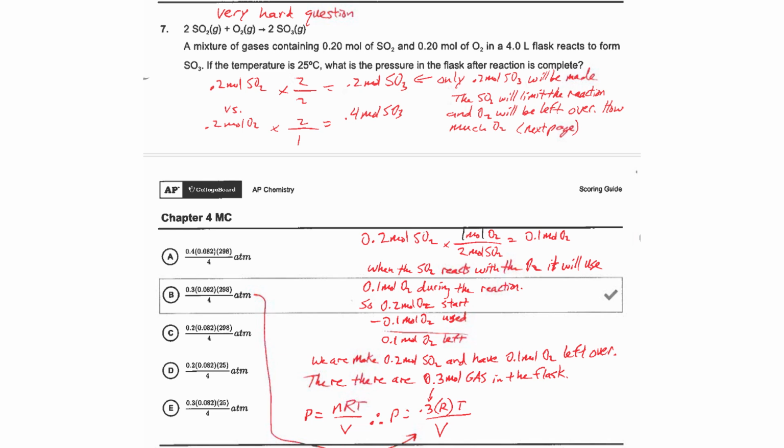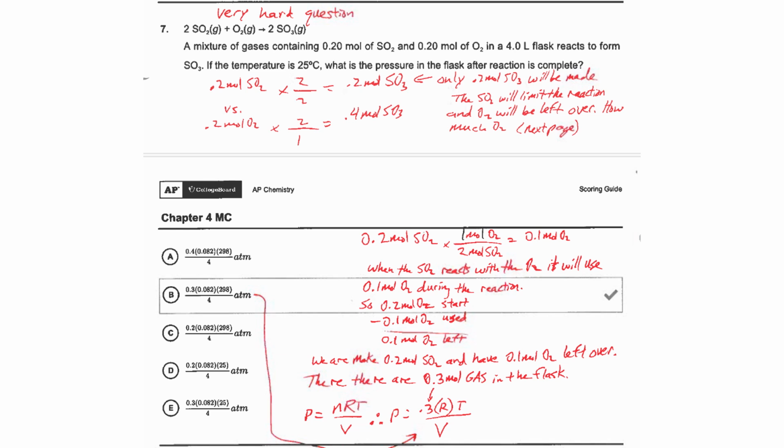If we used 0.2 moles of SO2, we would use 0.1 mole of oxygen during this reaction. So when the SO2 reacts with the O2, it uses up 0.1 moles of the oxygen during the reaction. So I did some subtraction to figure out how much oxygen would be left over. And as you can see there, 0.2 minus 0.1 is 0.1. So there's 0.1 moles of oxygen left.